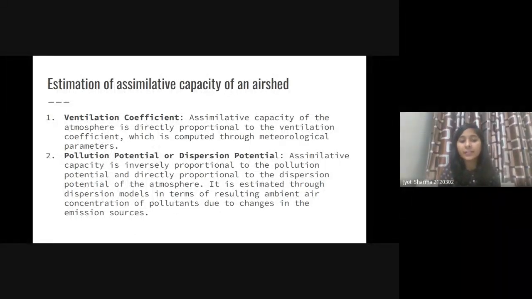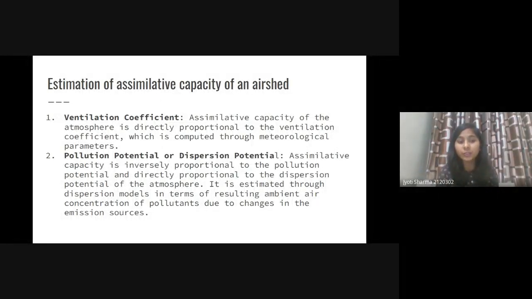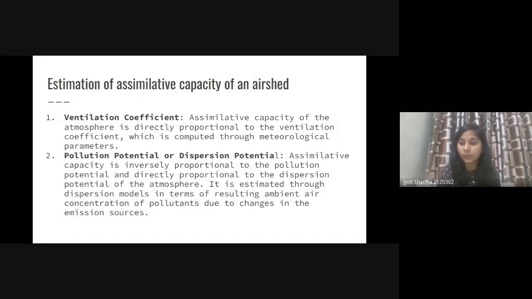What do you mean by ventilation coefficient? The ventilation coefficient is directly proportional to the assimilative capacity of the atmosphere, and we will see its formula. If we are talking about pollution potential and dispersion potential, pollution potential is inversely proportional and dispersion potential is directly proportional to the assimilative capacity. The second approach can be estimated through some dispersion model, and the first is by using a meteorological parameter, that is, the ventilation coefficient.